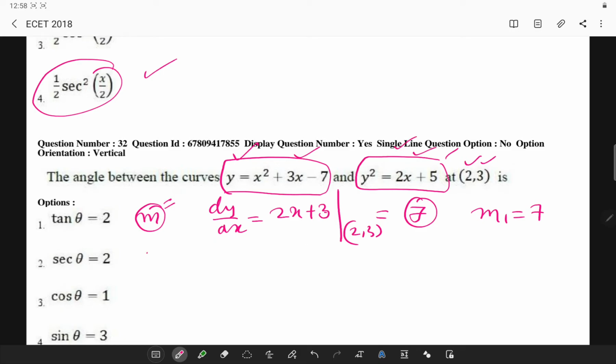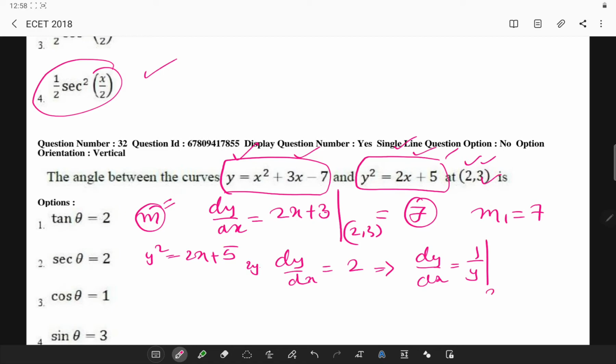and next I have another equation, y square is equal to 2x plus 5. So if I calculate the derivative, 2y into dy by dx is nothing but 2. So I have dy by dx as 1 by y at the point 2 comma 3. So I have m2 as 1 by 3.